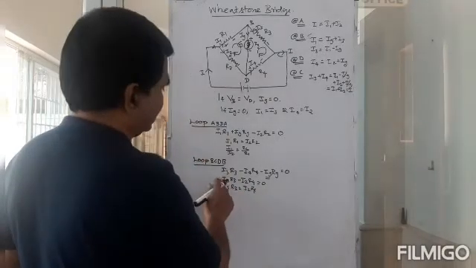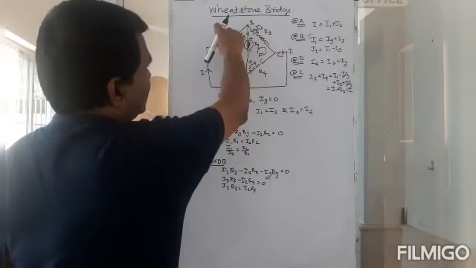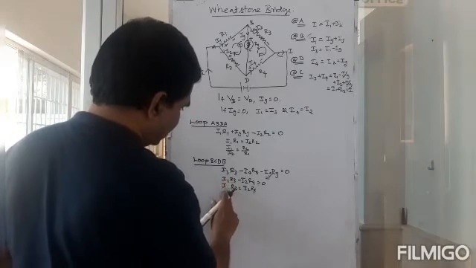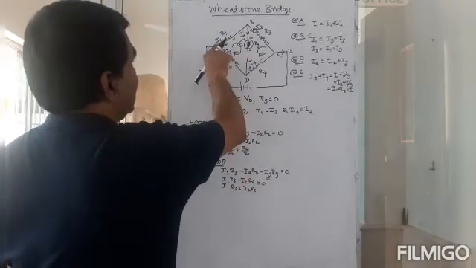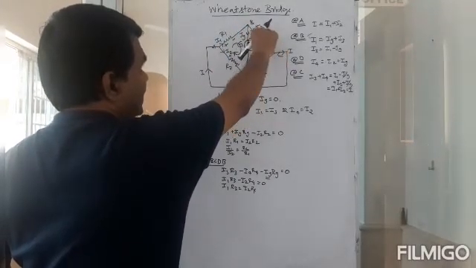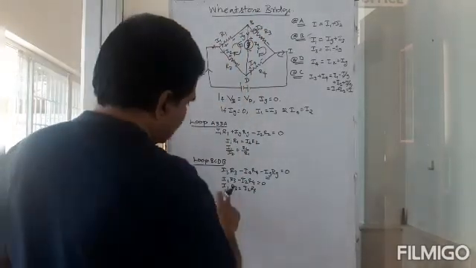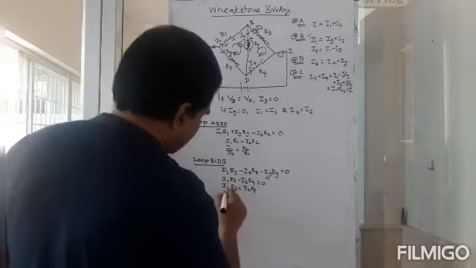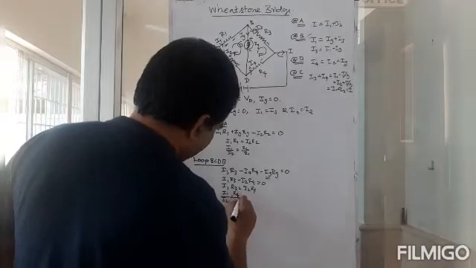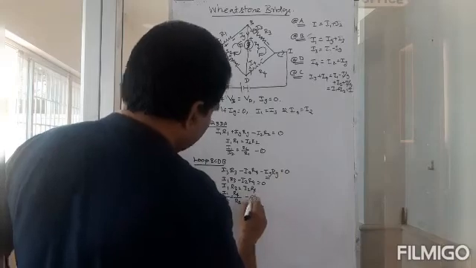So what will happen to I3? If Ig is equal to 0, then I3 will also be equal to I1. I1 comes here, Ig is 0, so I1 must go through this. So I3 will be equal to I1 when Ig is equal to 0. So I1 R3 is equal to I2 R4. So I1 by I2 will be R4 by R3. So this is equation 1 and this is equation 2 for me.